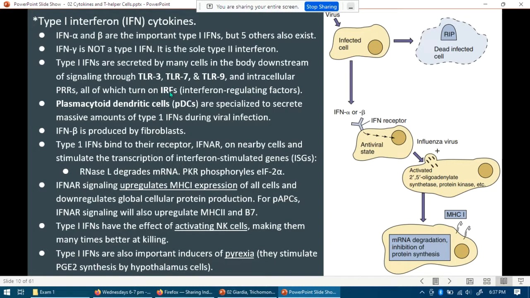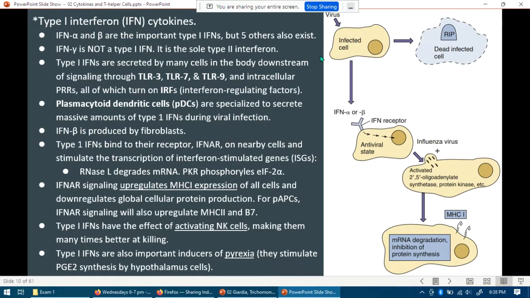IRFs are transcription factors. Their job is to cause the transcription of type 1 interferon cytokine genes. So what happens is a cell recognizes a virus through these different receptors, right? And then interferon regulating factors are turned on, and type 1 interferons are made by that infected cell that recognized that virus.